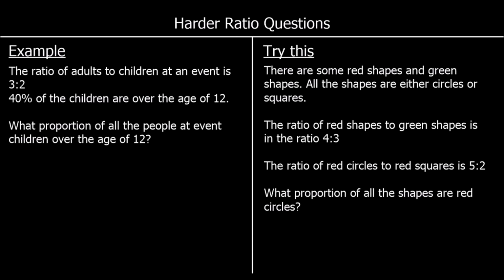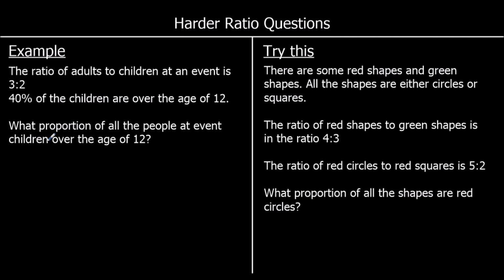Here we have a different question. It says the ratio of adults to children at an event is 3 to 2. 40% of the children are over 12. What proportion of all the people at the event are children over the age of 12? So we can answer these questions by changing our ratios into fractions. So we want to know what proportion of all the people at the event are children over 12.